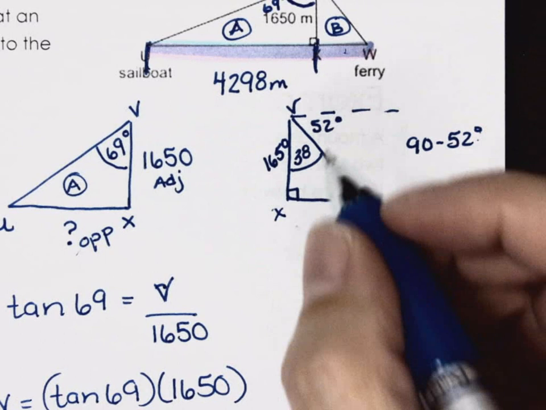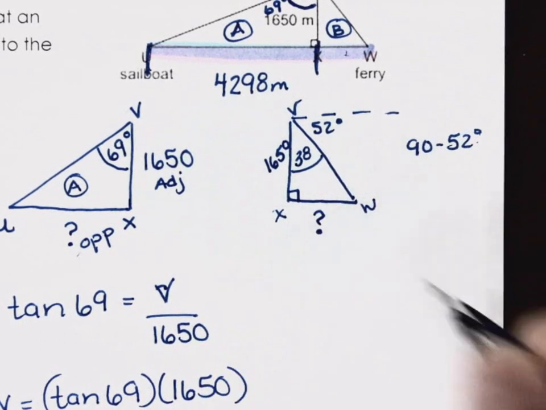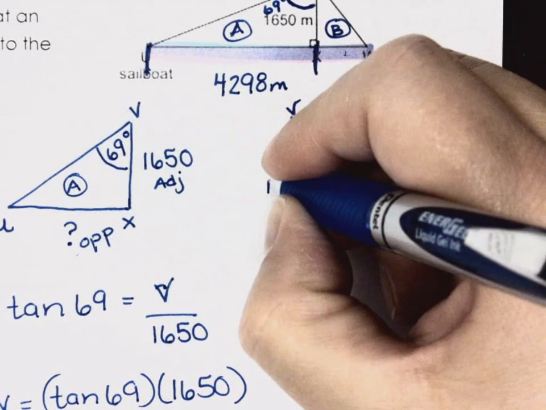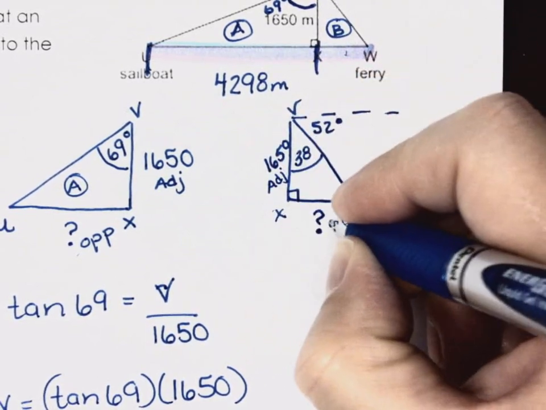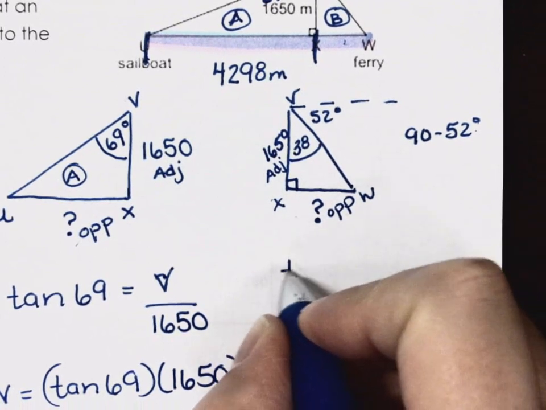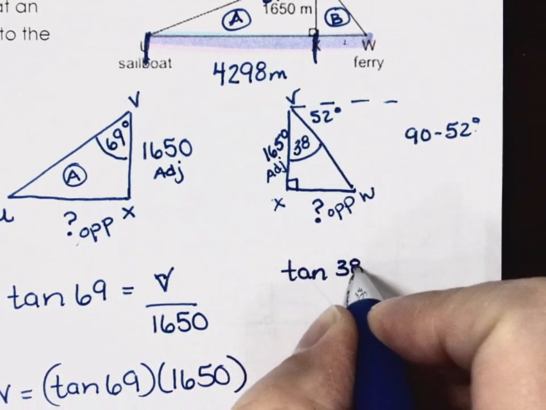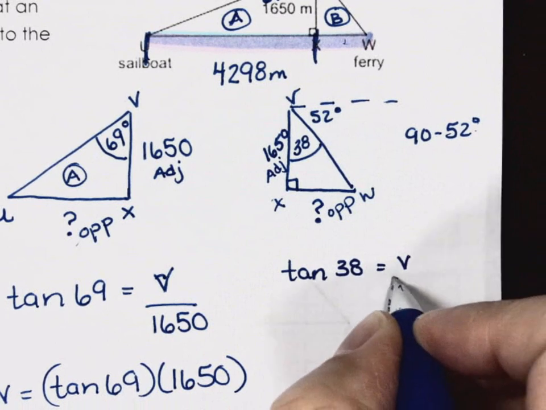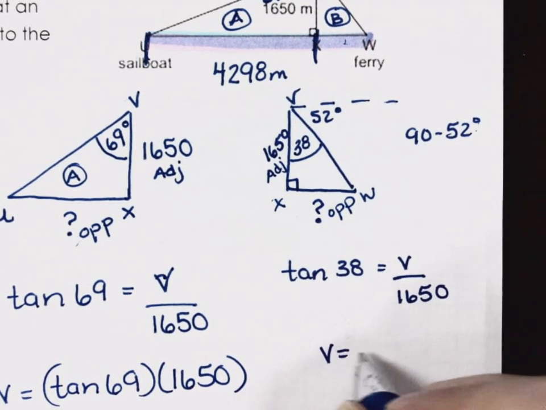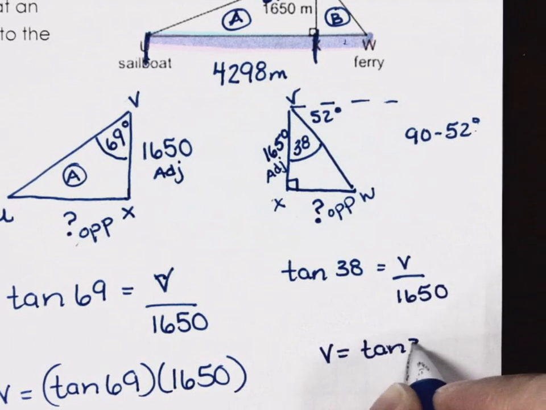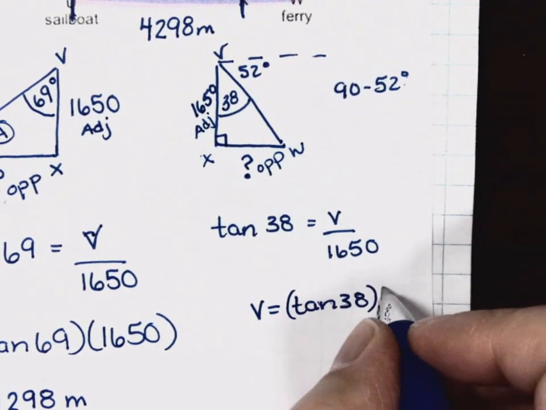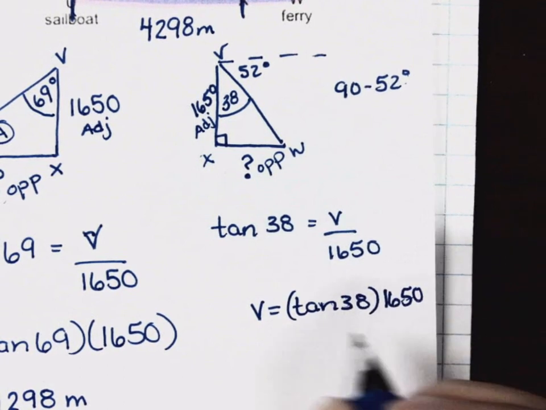All right, so again, we're trying to find that bottom side there. So again, I still have tan. It's still the exact same, which is usually not how it goes. So now it's tan of 38 equals V over 1650. I think I just ran out of room on this side. Squeeze that in.